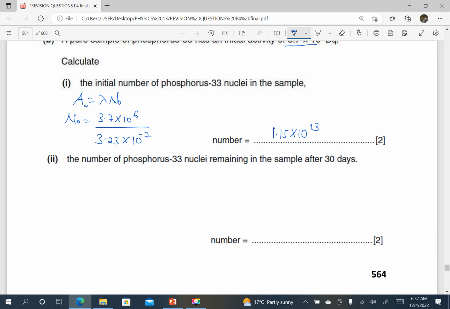Number of nuclei remaining after 30 days. So using the general equation, x is equal to x naught e power negative lambda t. Since we want the number of nuclei remaining, I will say N is equal to N naught e power negative lambda t. So I will just substitute here. N naught is 1.15 times 10 power 13, e power negative.